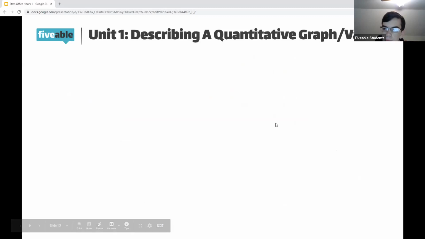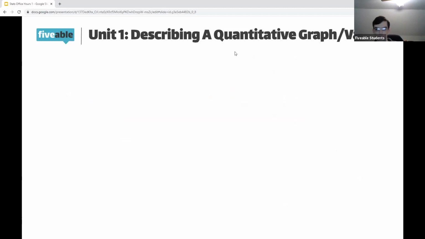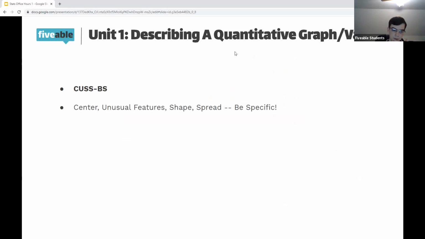Okay, so now we have how to describe a quantitative graph and variable, and this is where a lot of this new terminology comes in. So the phrase that I always use, you've seen me use it in the channel before, is CUSBS. So that stands for center, unusual features, shape, and spread, and be specific. Because on an AP exam, guaranteed they're going to ask you questions about describing a graph.